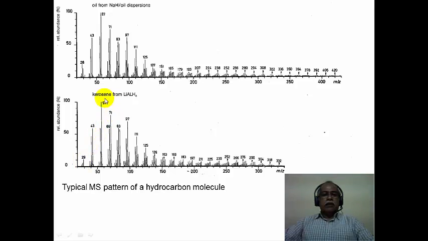This is the kerosene sample from lithium aluminum hydride. Lithium aluminum hydride is also stored under kerosene because it is air sensitive and moisture sensitive. So this is again a typical fragmentation pattern of a linear hydrocarbon.